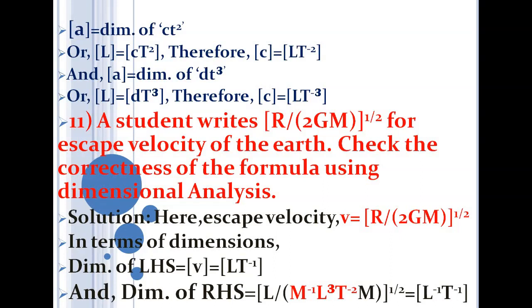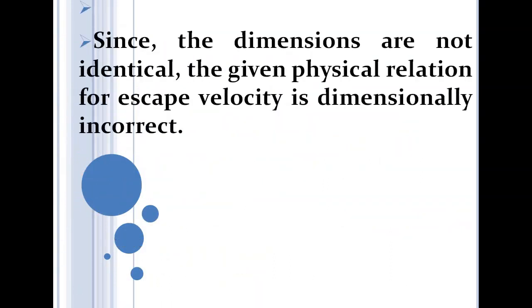So what's your conclusion? The dimension of the LHS is not equal to the dimension of the RHS. So we can conclude that the given physical relation for the escape velocity is dimensionally wrong. Now let's go for the next problem.